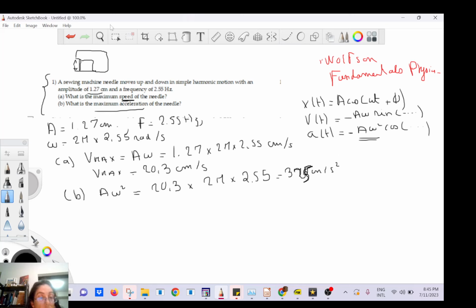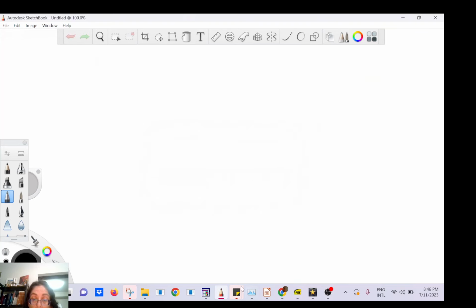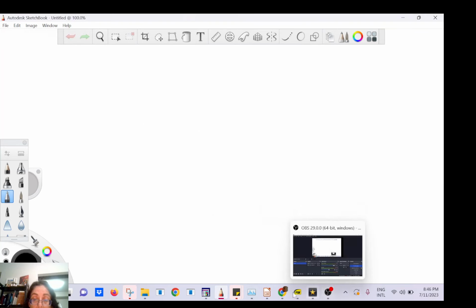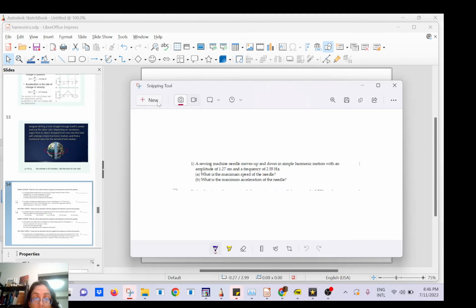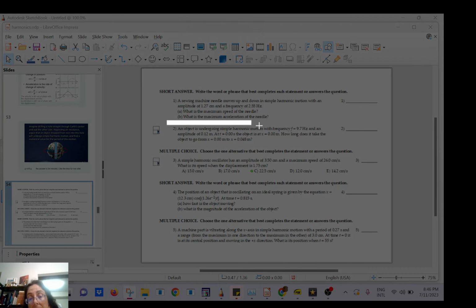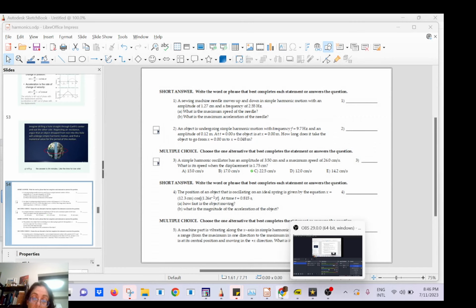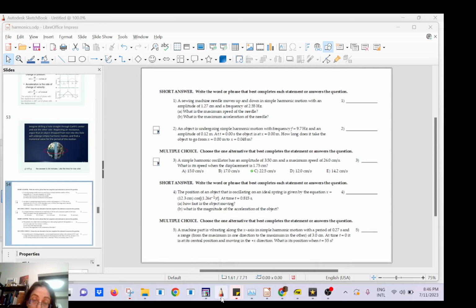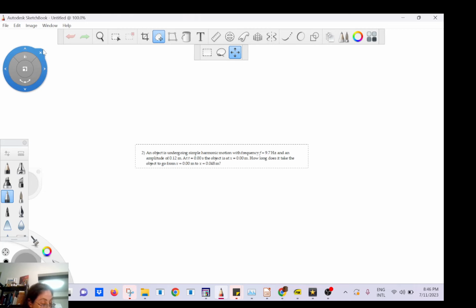Okay. So the next one is interesting because it's showing you why sometimes it's easier, or it helps, to make the circle to visualize what's going on. You're going to see why. For this one, you have different ways to do it.